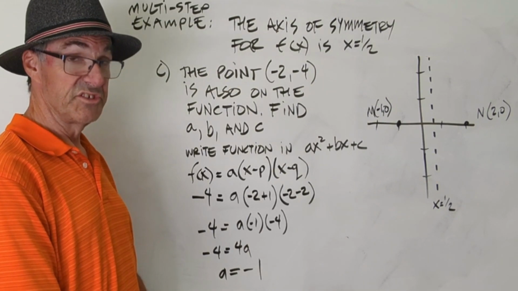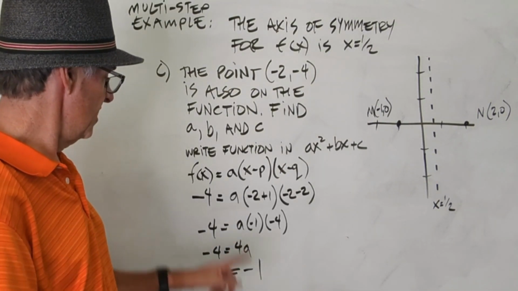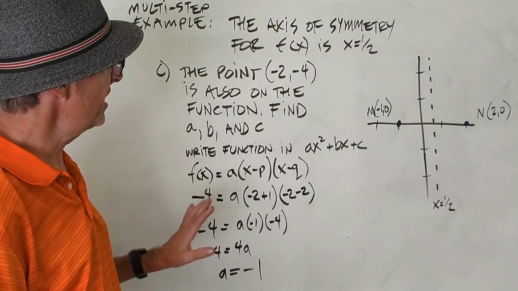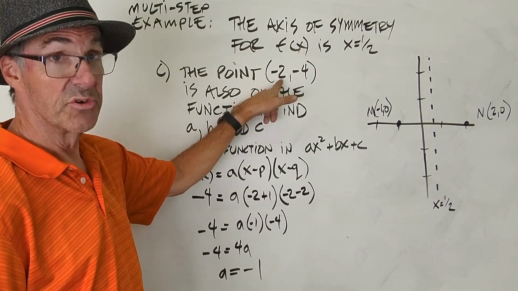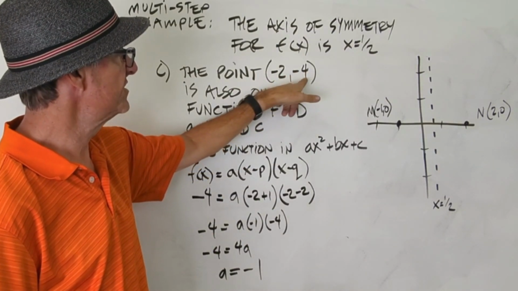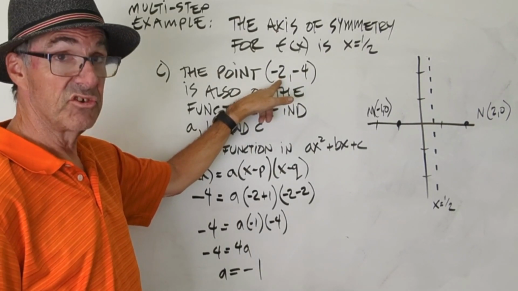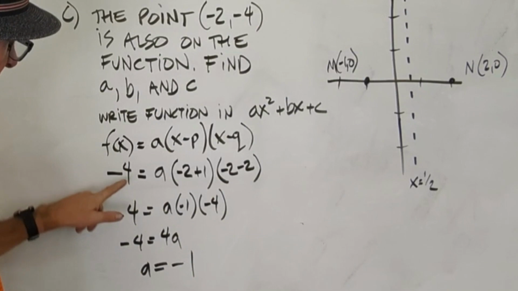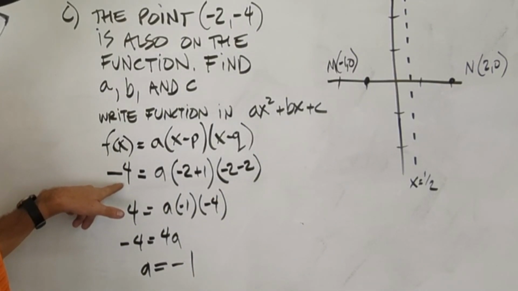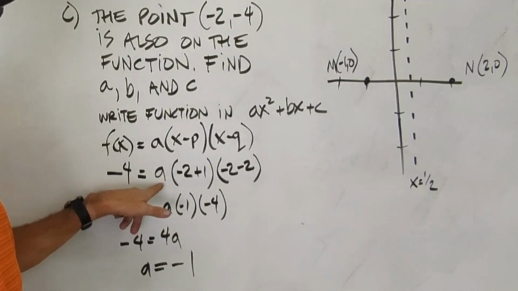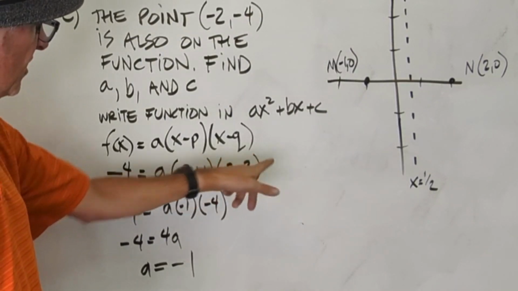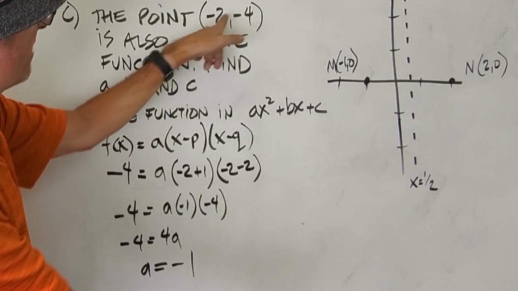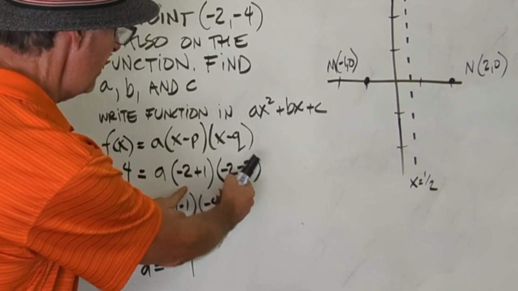All right, let's take that a few steps further. I did my plug in. The key thing is that I know that it goes through this point, (-2, -4). So when x is -2, y is -4. So I put my y value over here. That's what the function is going to give us. a, I don't know, but I know everything else. My x value is my -2. So I plug my x value in there.